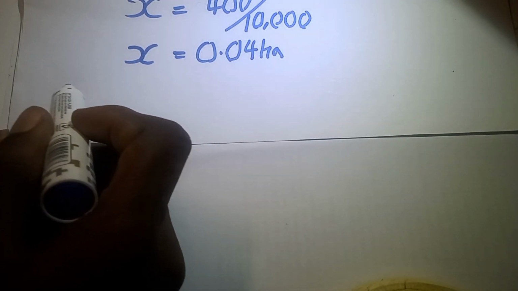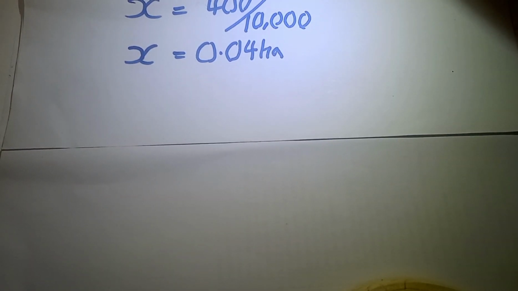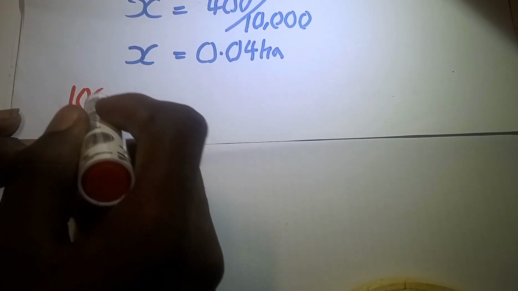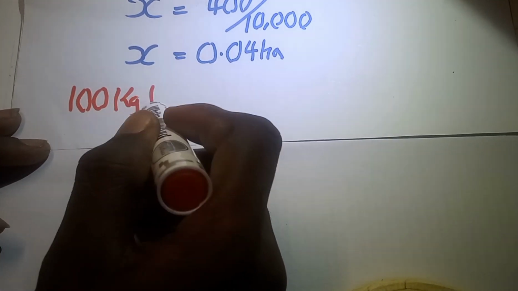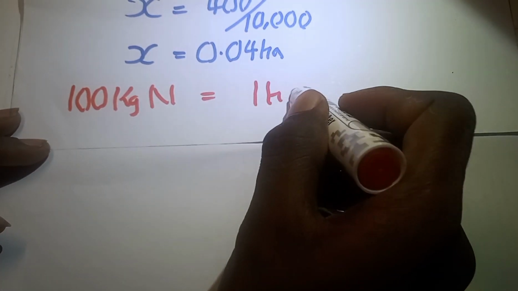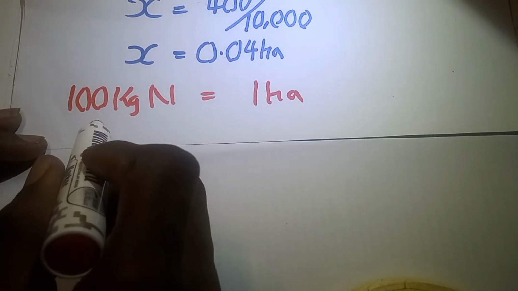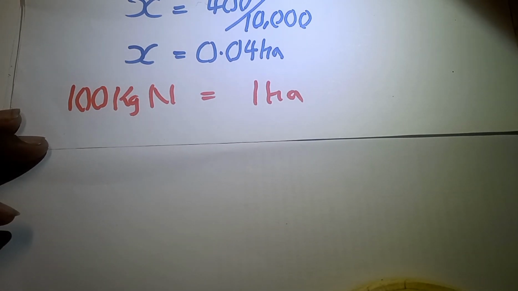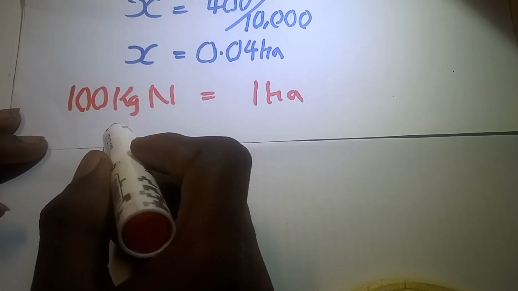So I have 100 kilogram of nitrogen, which is used in 1 hectare. Let me represent the quantity of nitrogen that will be used in 0.04 hectare as small n.